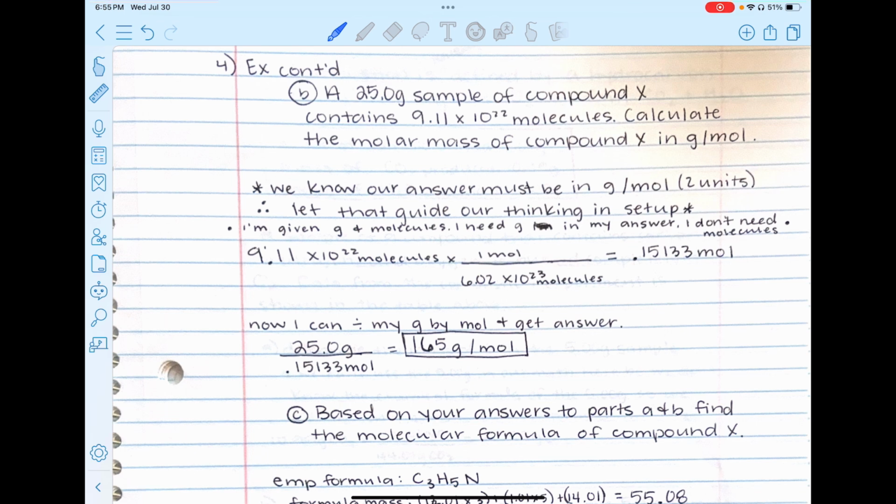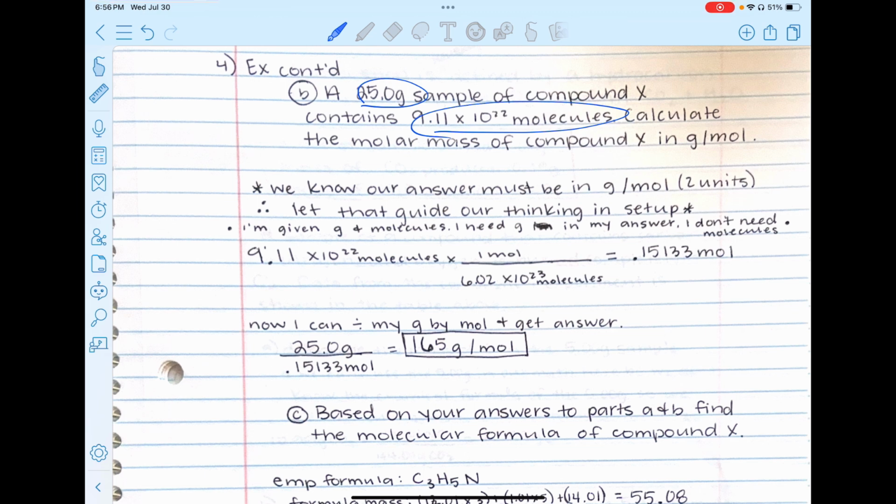I'm given grams in the problem, and I'm given molecules. I know I need grams in the answer, so I don't want to mess with that. I don't want to use the 25 grams because I need grams as part of the answer, since it needs to be grams per mole. I don't need molecules. Molecules and moles are not the same thing. Molecules sometimes are also referred to as particles or atoms when we're dealing with Avogadro's number. Those are the terms that tell us we need to use Avogadro's number. So this is one of those situations.